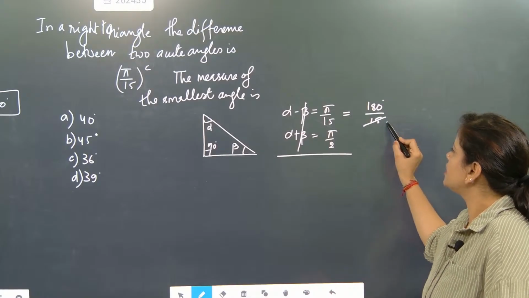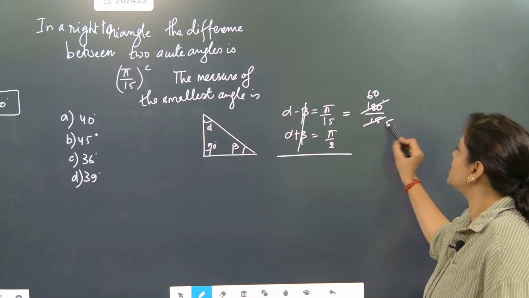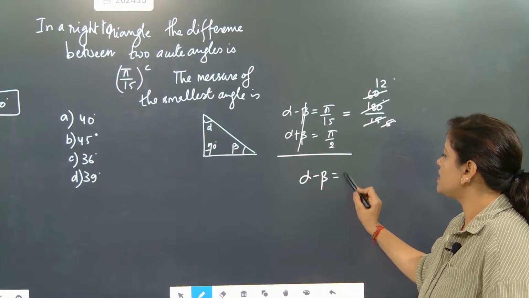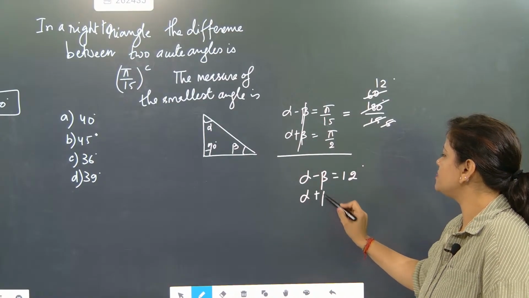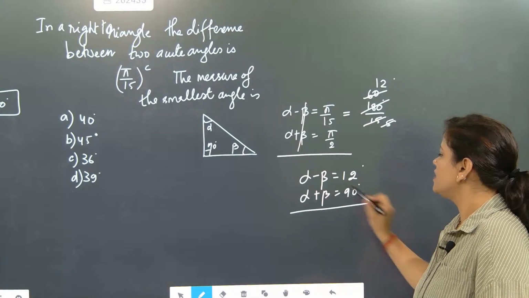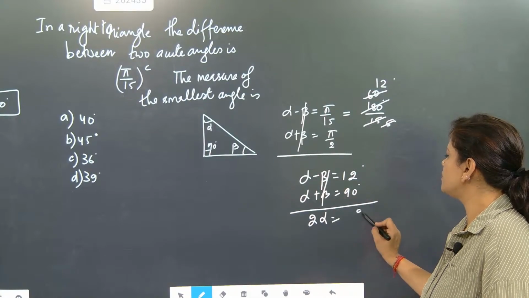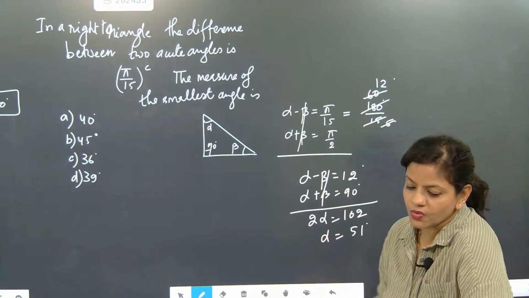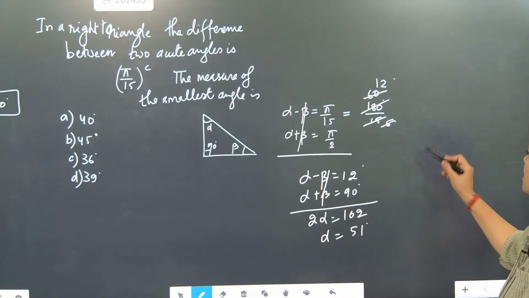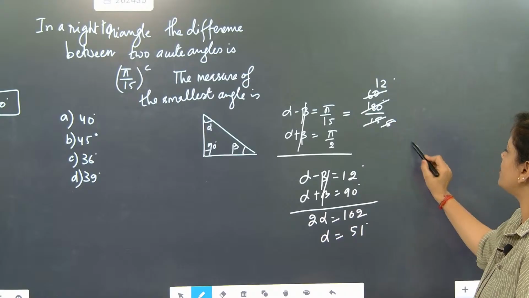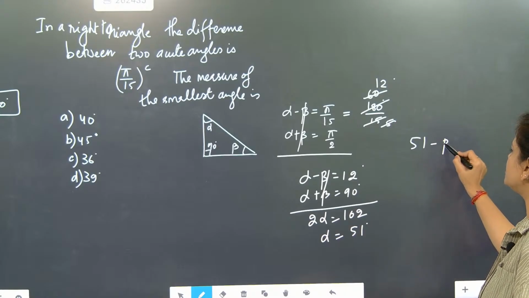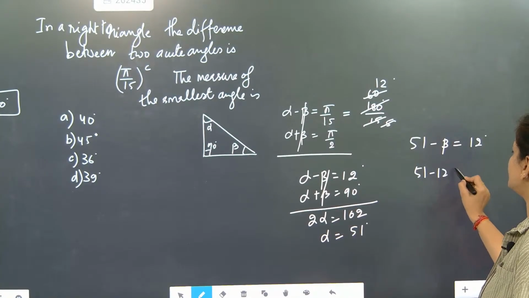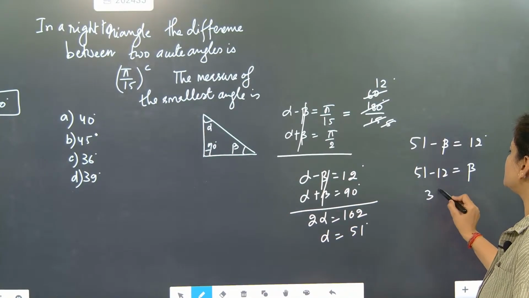So 180 by 15 degree. So 3 fives are 15, 60. This part will come as 12 degree. Okay, that means alpha minus beta is 12 degree. Alpha plus beta is equal to 90 degree. So 2 alpha is equal to 102 degree. So alpha is equal to 51 degree. So one angle is coming as 51 degree, beta. So 51 minus beta is equal to 12 degree. So 51 minus 12 is equal to beta. So 39 degree.